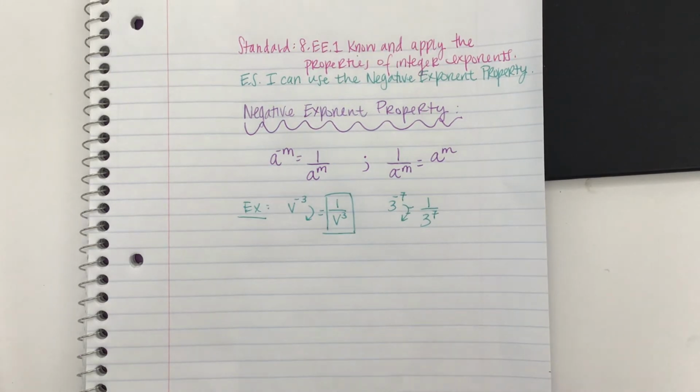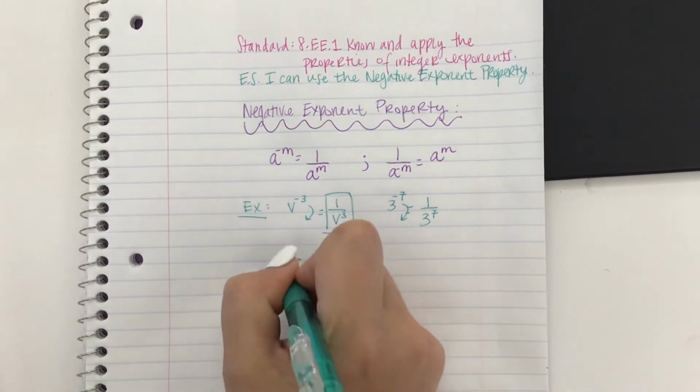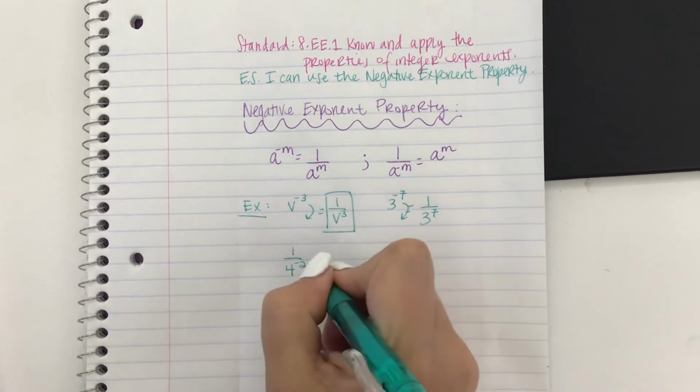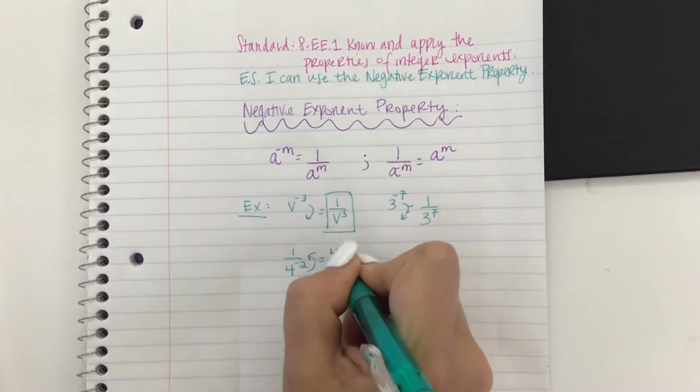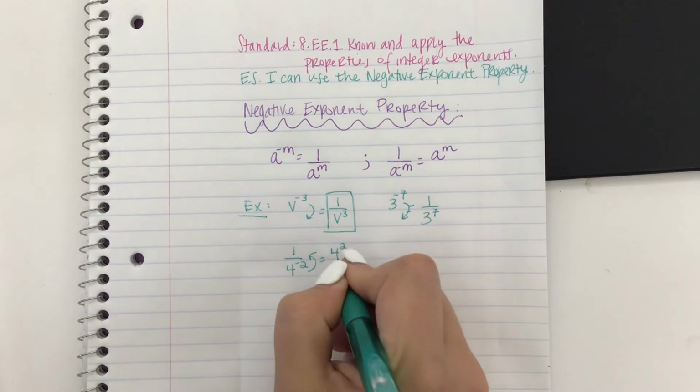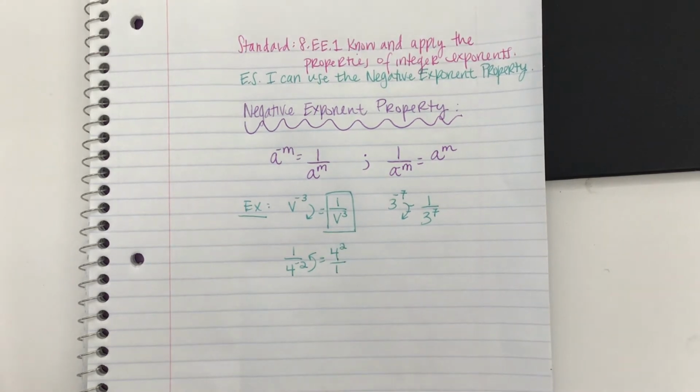Okay, how about if we have 1 over 4 to the negative 2? Now our negative exponent is in the denominator, so we're going to go ahead and move it and make it positive. And you're like, where does this 1 go? And why is it not a fraction? Well, technically it is a fraction, it's just over 1.